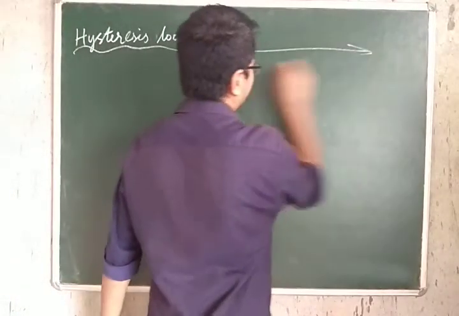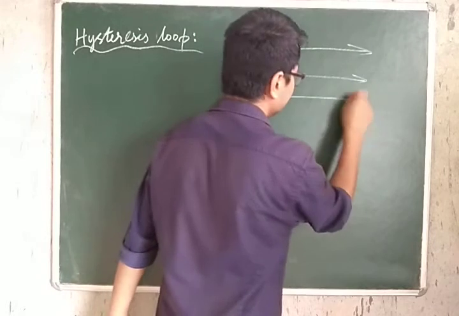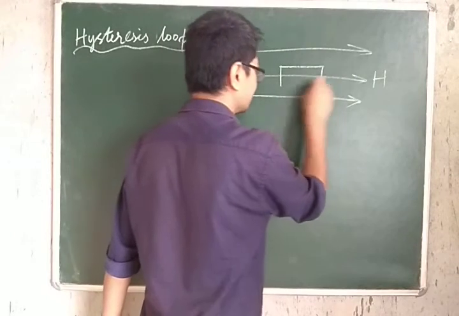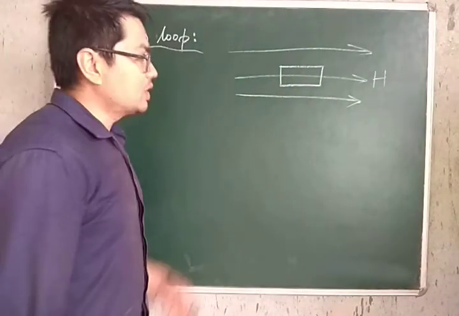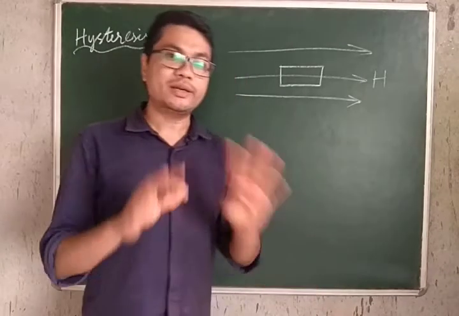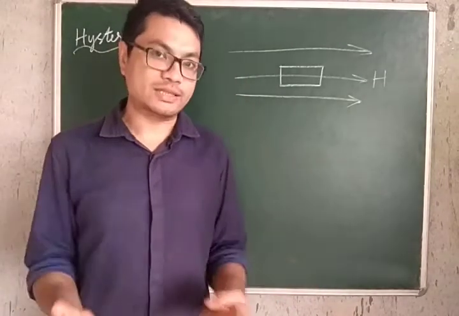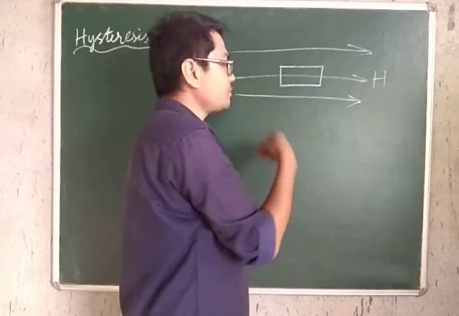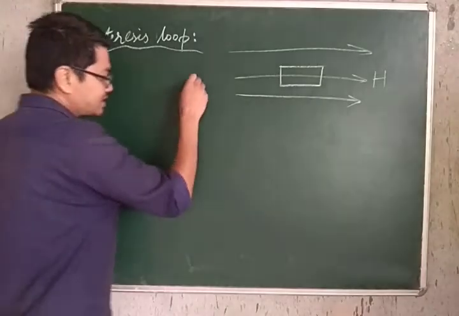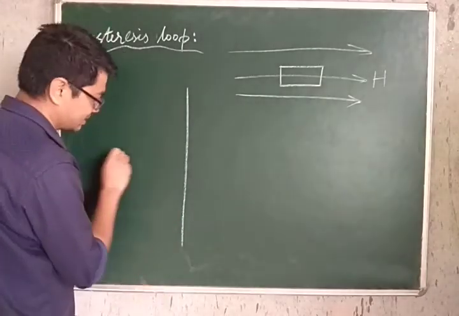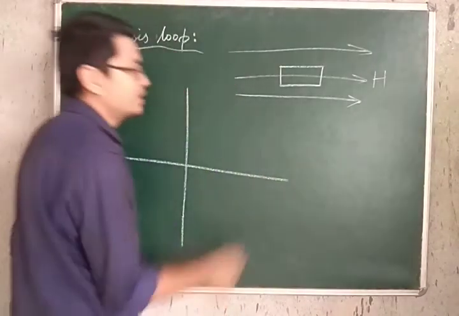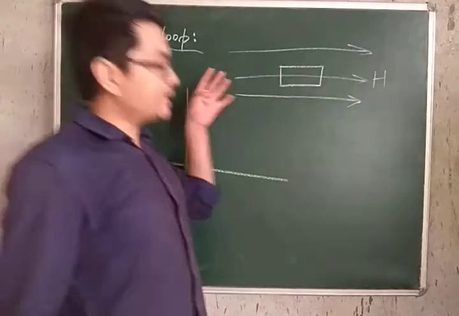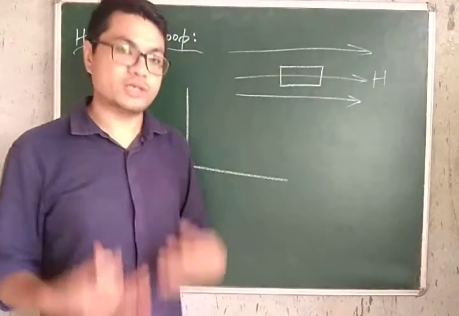In an external magnetizing field, capital H, you place a ferromagnetic substance: iron, nickel, cobalt. What happens is this ferromagnetic substance in the external magnetizing field gets magnetized. So to say, magnetism is induced in this substance. What the hysteresis loop shows us is the journey of magnetization of this ferromagnetic substance when the external magnetizing field is varied.